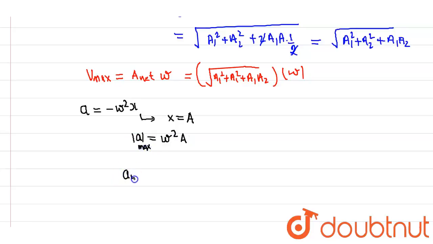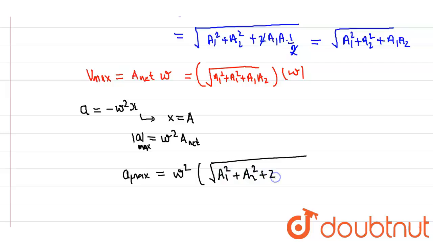So the maximum acceleration of these two simple harmonic motions is given by omega square into a net. Omega square stays as it is, and a net is given by root over a1 square plus a2 square plus a1 a2. So this is the maximum acceleration.